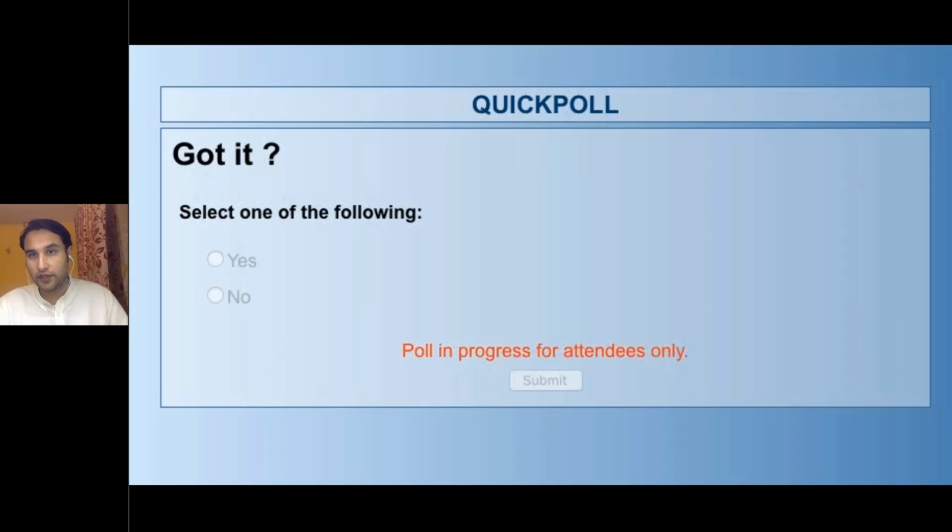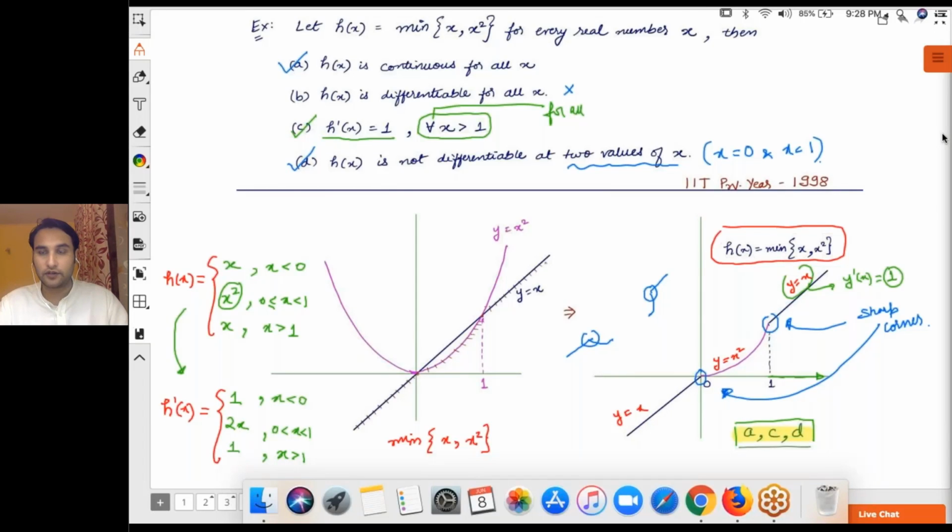Okay, very good. 85% of you got it. Very nice. For the rest 15%, I'll repeat it again and again. So a lot of time devotion to one problem, but the rest will become very simple. So let me close it. Very good. So 83% of you got it.